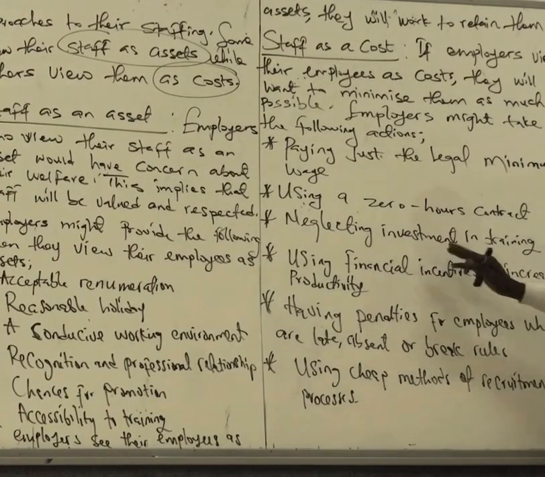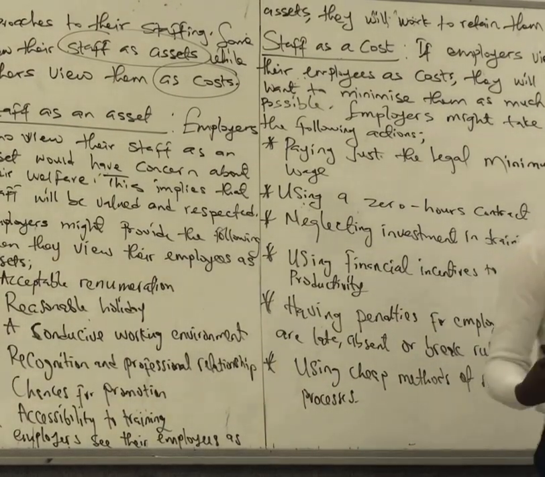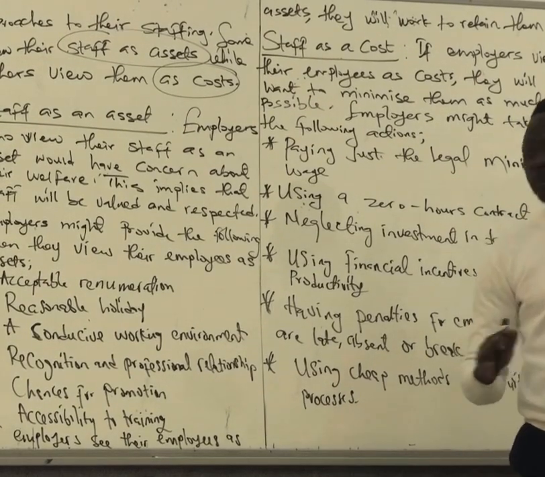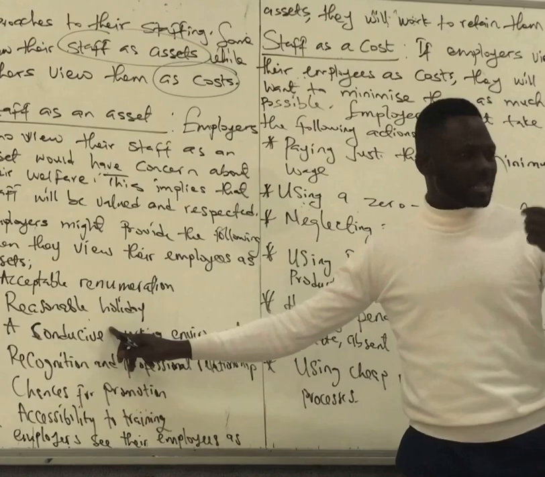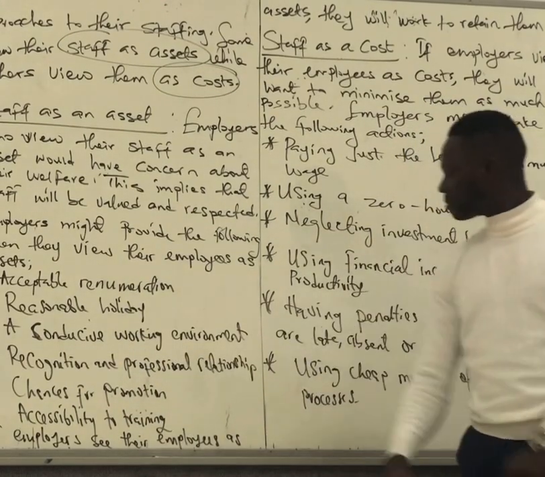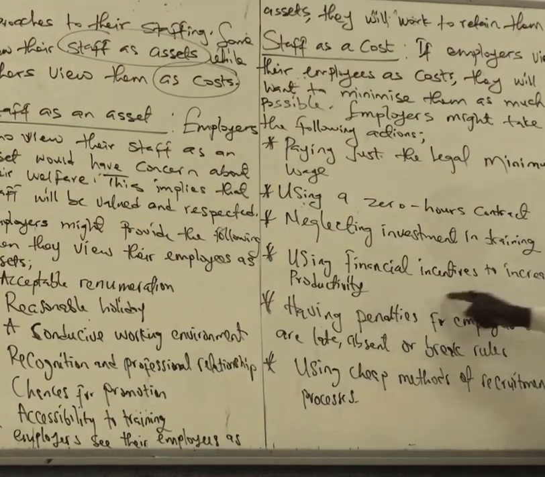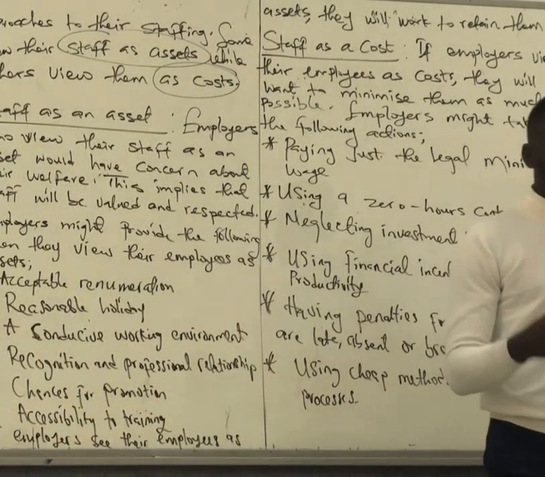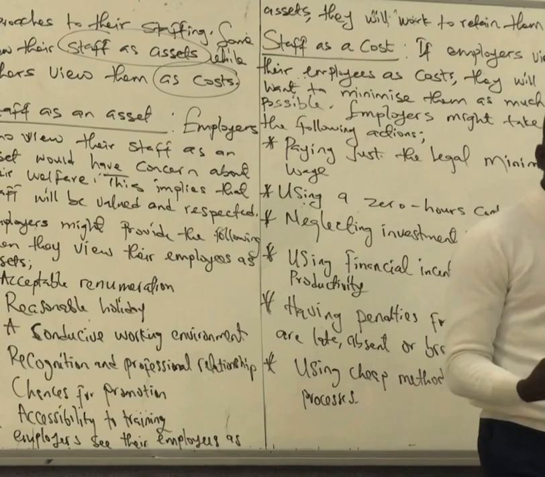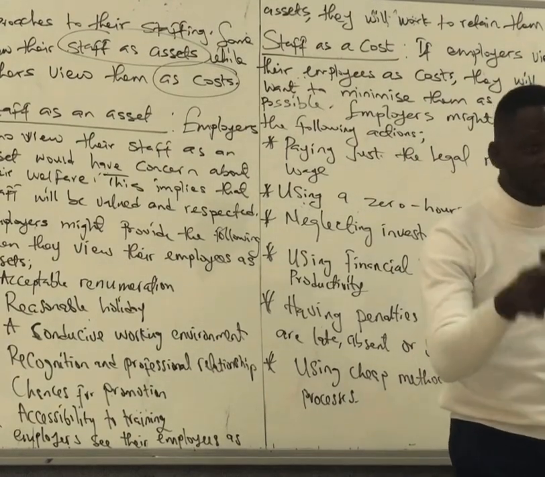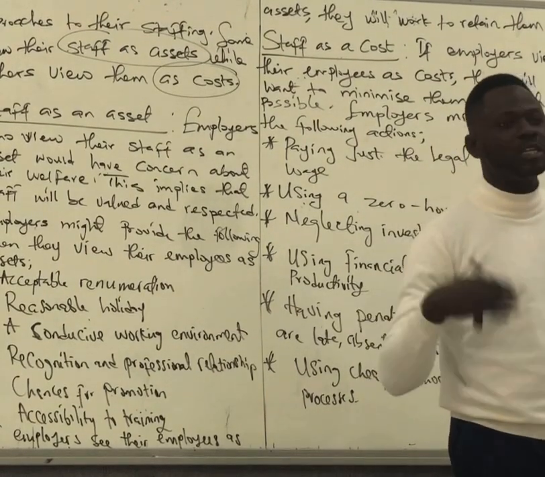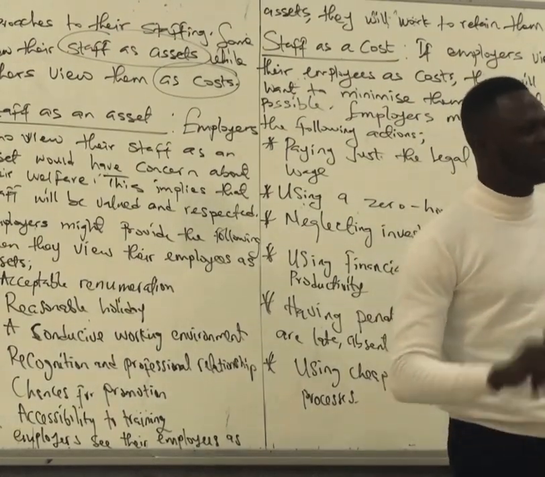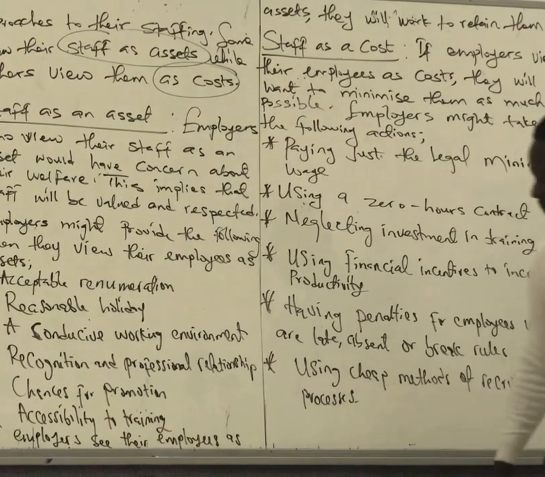3, neglecting investment in training. If you are seeing your staff as a cost, you would not want to train them, unlike when you see them as an asset and want to train them to have more skills. 4, using financial incentives to increase productivity. Because you are seeing them as a cost, you won't value them. You only think that when you give them more money, they increase their productivity. So the only way you want them to do more is by giving them more money, because you are seeing them as a cost.